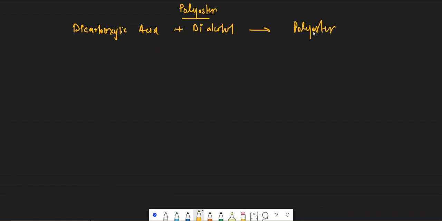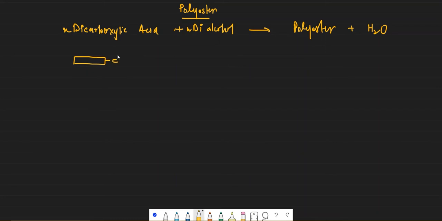Instead of ester, we are forming polyester and water. This is actually an esterification reaction, but taken to another level. But this is actually polymerization because we are taking n number of these and n number of these. Now let's get to it.